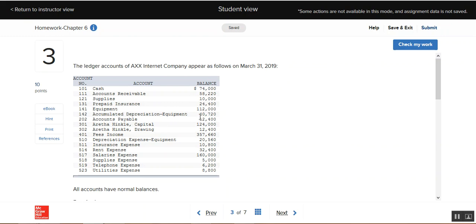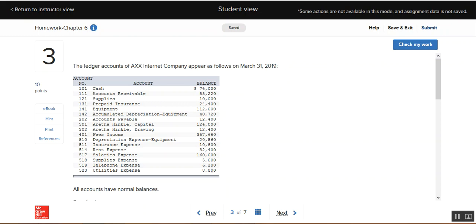Accumulated depreciation is a contra asset, which works the opposite of an asset, so that has a credit. Accounts payable is a liability, so that has a normal credit balance. Capital has a normal credit balance. Drawing is a contra capital account, so it has a normal debit balance. It works the opposite of the regular capital. Fees income is revenue with a normal credit balance, and all of your expenses have normal debit balances.